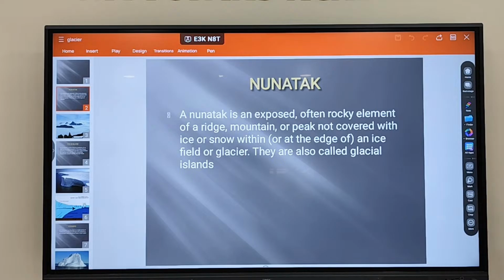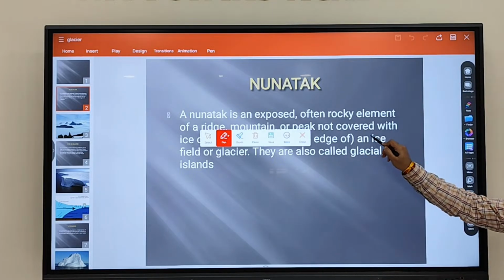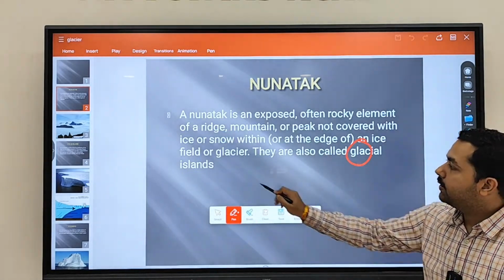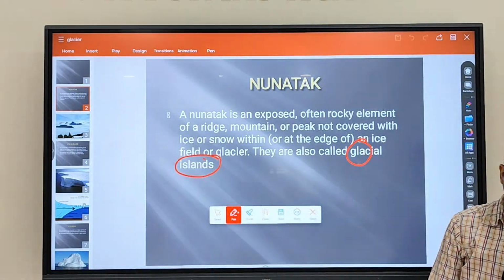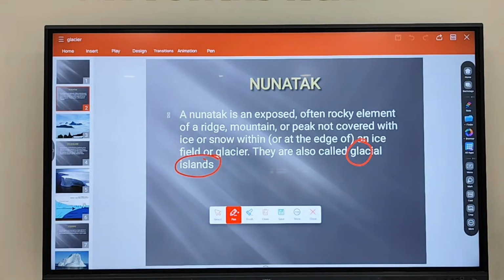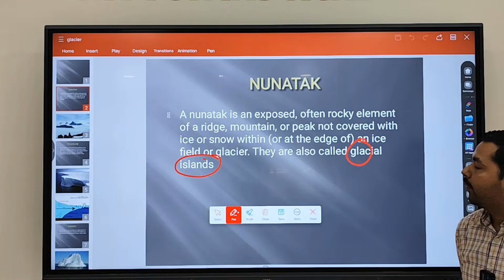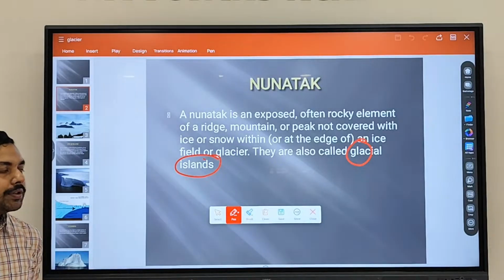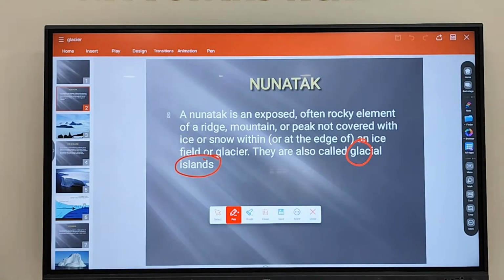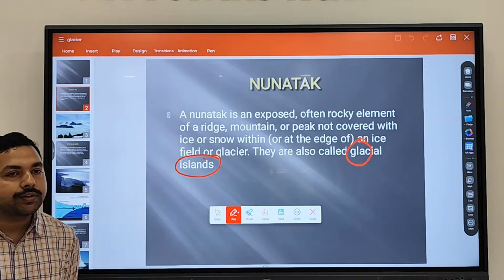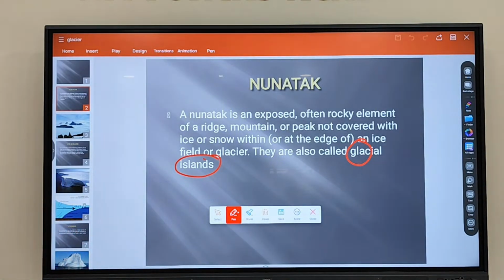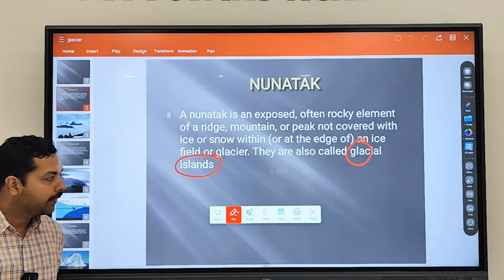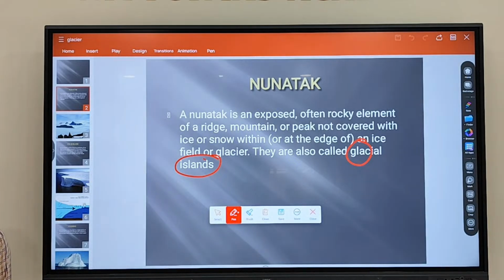Sometimes we call Nunatak also a glacial island. We call Nunatak also glacial islands. So what is a Nunatak? It is a bare, rocky part which is coming out of ice or snow, not covered with ice or snow. And these are also referred as a glacial island. Fine. In polar region, either in Arctic or in Antarctic region.